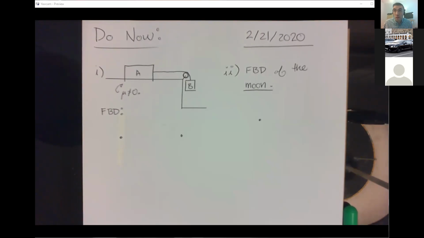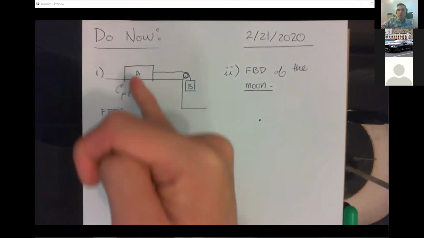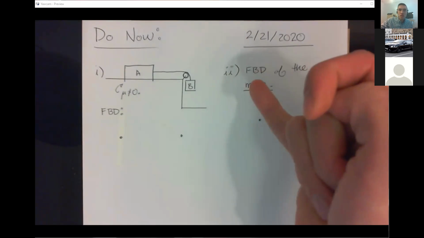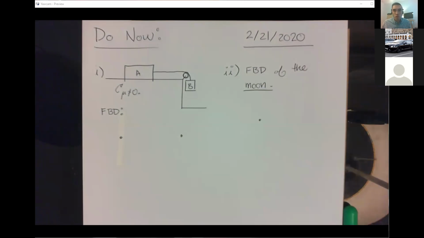Kind of straightforward, both of these questions, but I'm looking for 3 free body diagrams here. Label the most relevant forces for these systems, where I have block A, block B, and then take a guess what the most relevant forces are for the moon. Take a few minutes and then we'll go over this together.